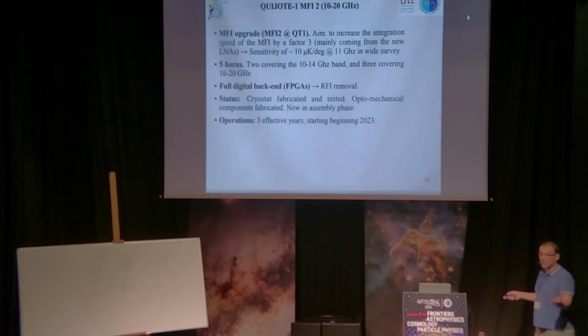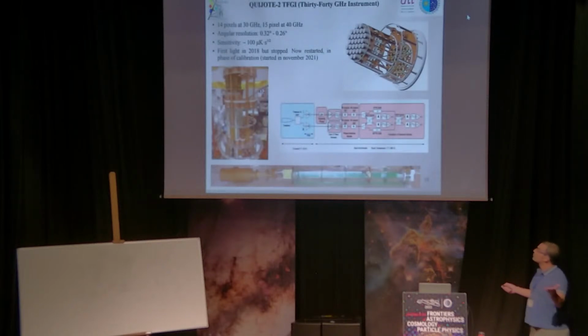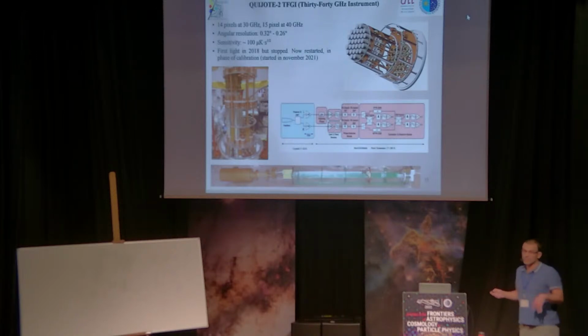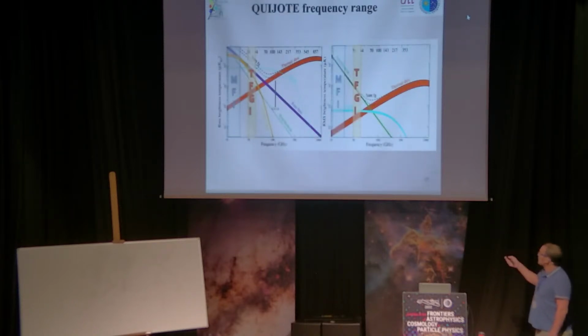At the beginning of next year, we will replace the MFI, the first instrument in Quixote 1, with the MFI 2, an upgrade of the multi-frequency instrument with better sensitivity than the previous one. In Quixote 2, we have the 30 and 40 gigahertz instrument, which will observe at 30 and 40 gigahertz with this angular resolution and this sensitivity. It started in 2021, and it is also in a phase of calibration. I am also part of this work. Coming back to the previous plot, this is the frequency range in which MFI and TGI are working.